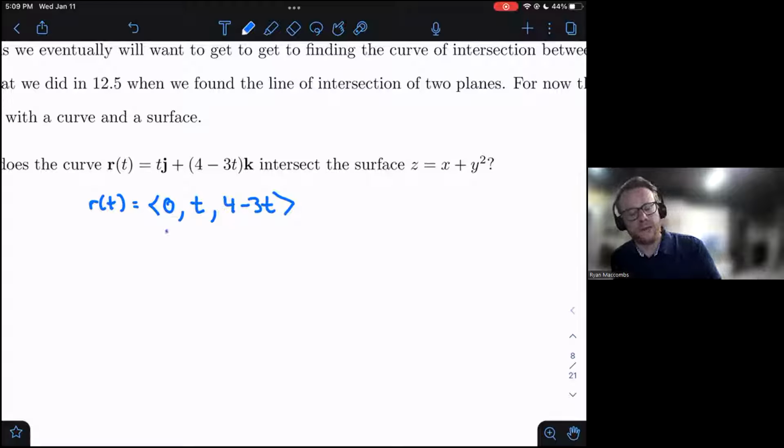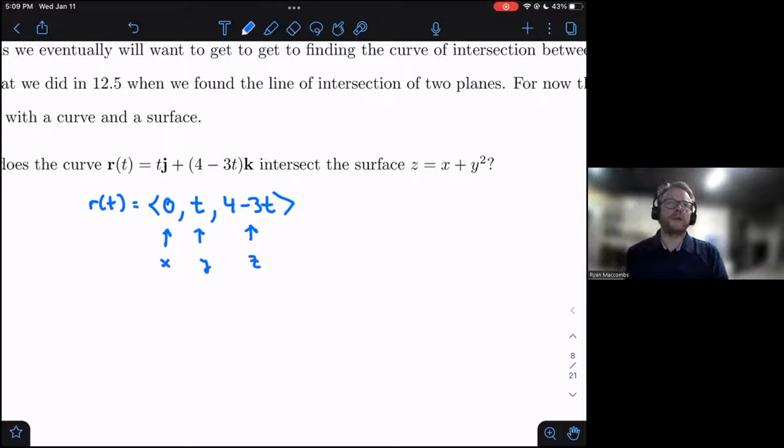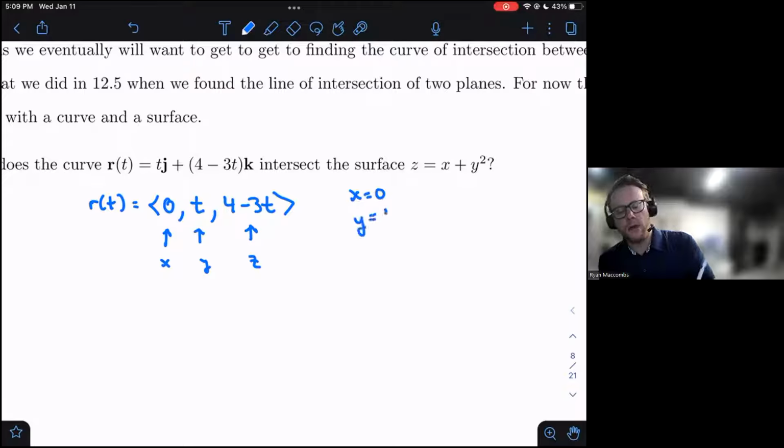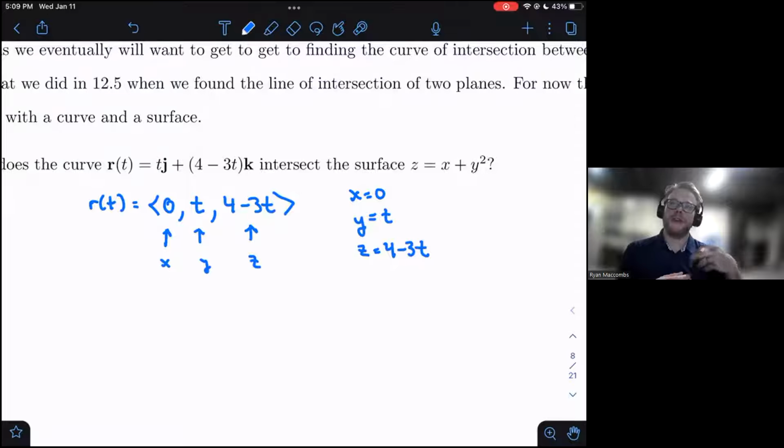And the big thing is that when you have a vector curve like this, you have an x component, a y component, and a z component. So this is the vector form, but you can also write this as a set of parametric equations. And in that case, you would do x equals 0, y equals t, and z equals 4 minus 3t. So this is how you would express the same curve, but rather than in the vector formula, a set of parametric equations. And I find that this is the most useful, because it kind of gives you this good idea. We're trying to figure out where two things intersect.